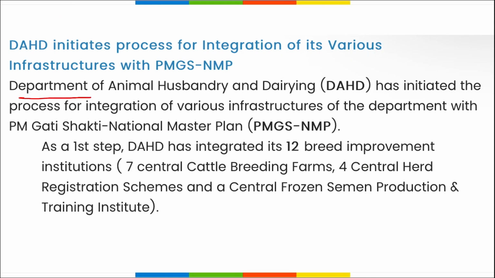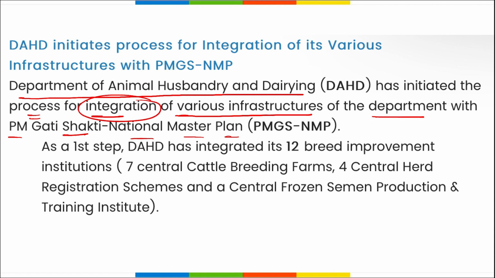Next, the Department of Animal Husbandry and Dairy has recently initiated processes for integration of various infrastructures and departments with the PM Gati Shakti National Master Plan. As a first step, the Department of Animal Husbandry and Dairy has integrated with 12 breed improvement institutions.